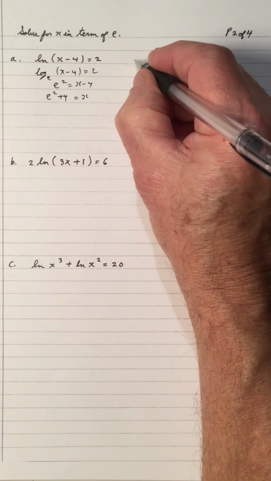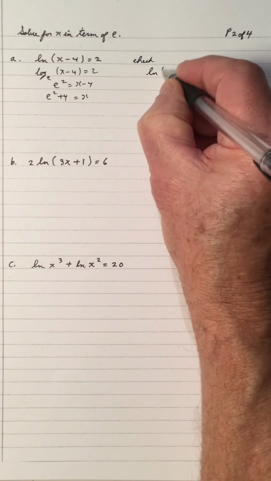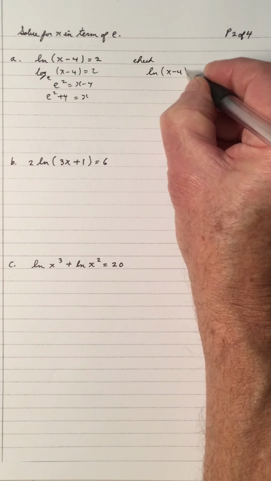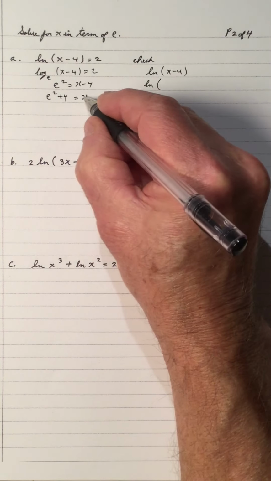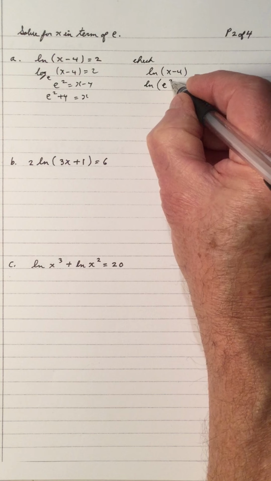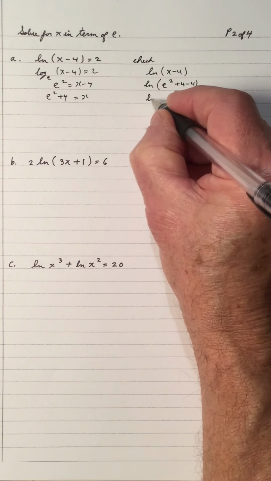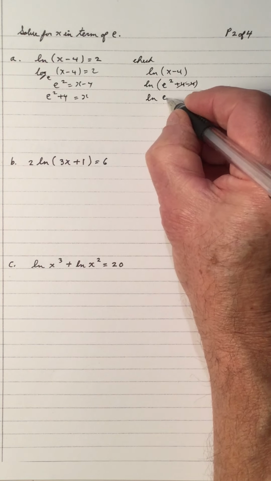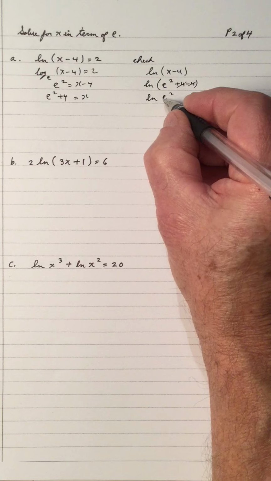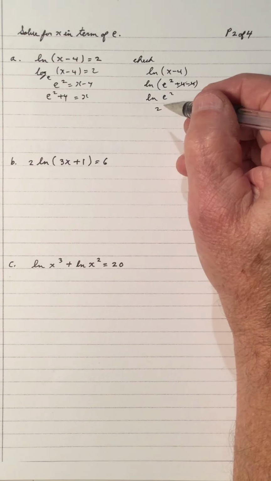And just do a little check on that. Let's take the ln of x minus 4 and we'll sub in x is e squared plus 4 minus 4. That simplifies: plus 4 minus 4 is 0, so e squared. So the ln of e squared is 2. So that checks that we're okay.